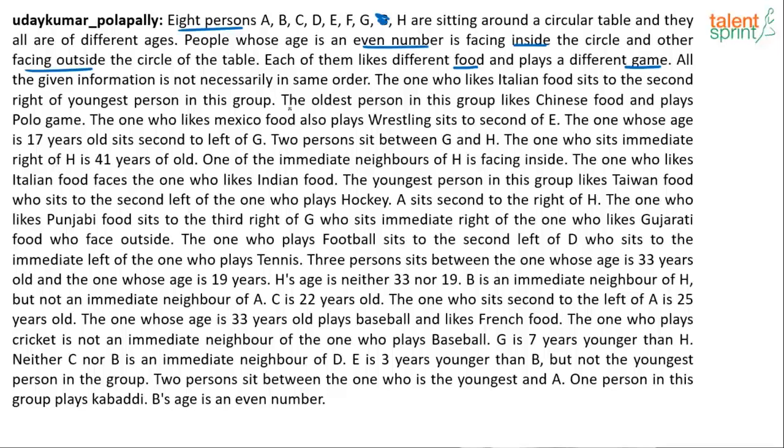If you see, the oldest person in this group likes Chinese food and plays polo game. The one who likes Mexican food also plays wrestling and sits second to the E. Right? Now the one point here is, he says this guy who likes Mexican food plays wrestling and sits second of E. Now is it second to the left of E or right of E is again not given. So that's added complexity. The one whose age is 17 years old sits second to the left of G. 2 persons sit between G and H and so on.